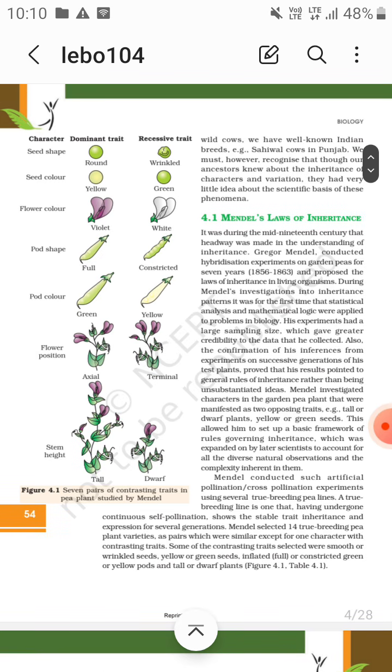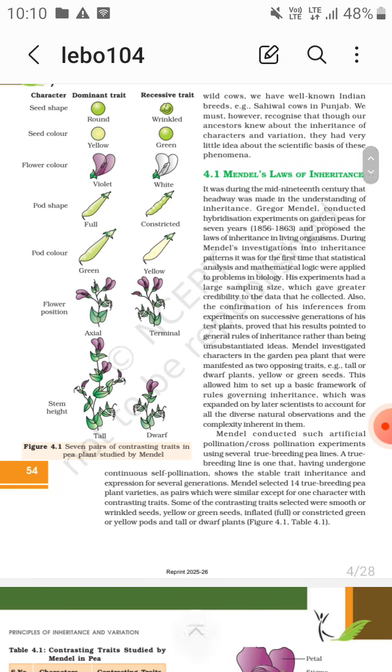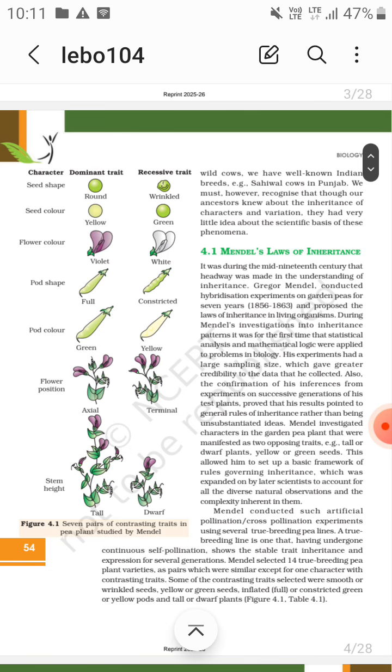Now what are these? You see character, dominant trait, recessive trait: seed shape, seed color, flower color, pod shape, pod color, flower position, and stem height. Now stem height could be tall or dwarf. Flower position: axial and terminal. So the axial one is the dominant one, remember, and the terminal one is a recessive trait. Okay, axial one is the dominant.